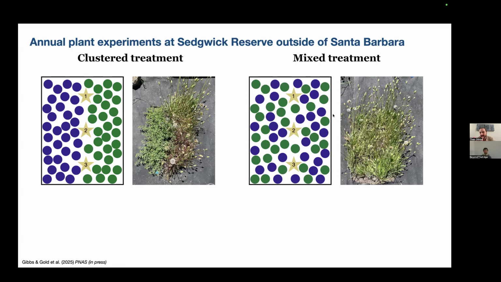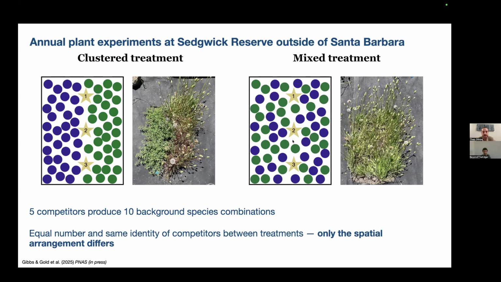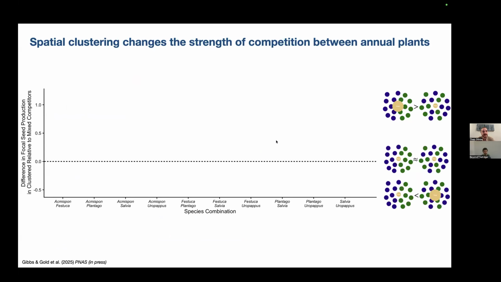On the right-hand side, of course, we just have these two same species randomly intermixed together, and you can barely even see the acmaspon in this plot because the Europapus is much taller. And so we used 5 different background competitors to produce 10 different background species combinations. And we, importantly, used an equal number and the same identity of competitors between the treatments. Really only the spatial arrangement differed. And we went back in and counted up the number of competitors the focal plants were competing with between the two treatments, and then removed plants to remove any systematic differences between the two treatments in the number of background competitors.